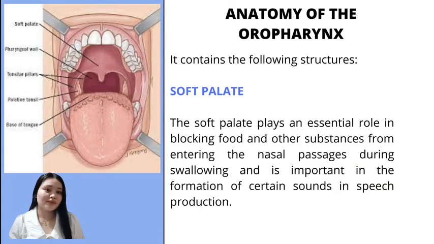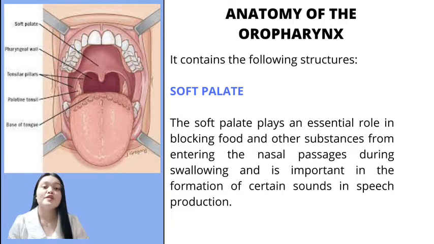And next is the anatomy of the oropharynx. The oropharynx serves both the respiratory and digestive systems. The oropharynx is the critical region that joins the oral cavity and nasopharynx with the larynx and hypopharynx. It contains the following structures.